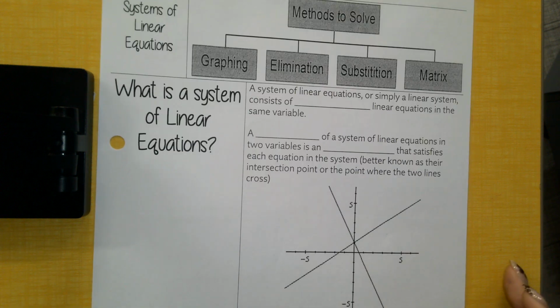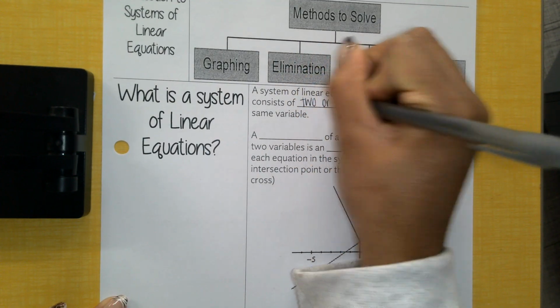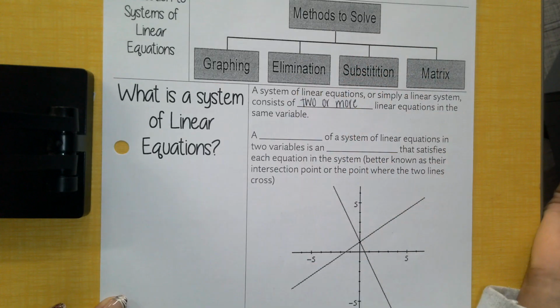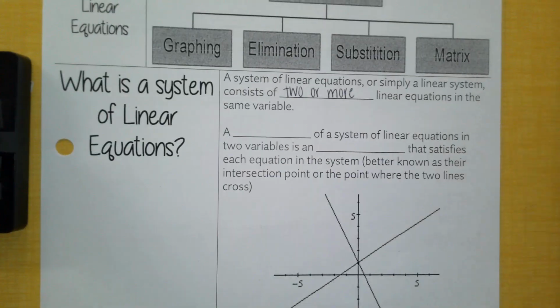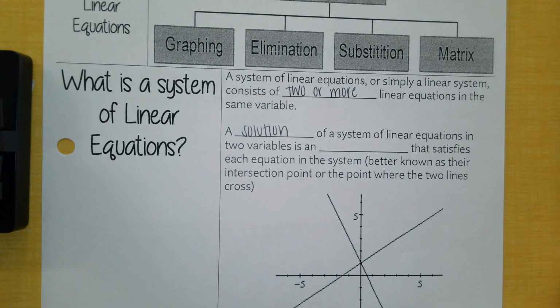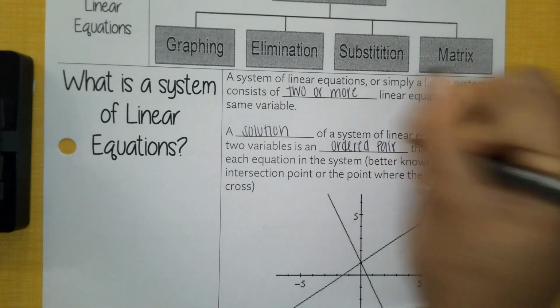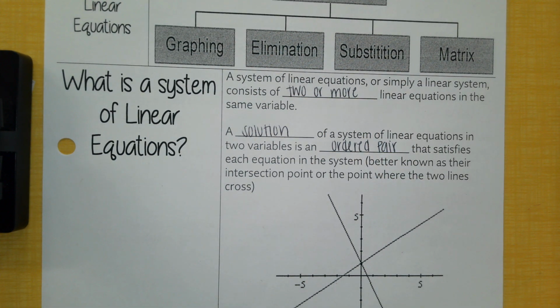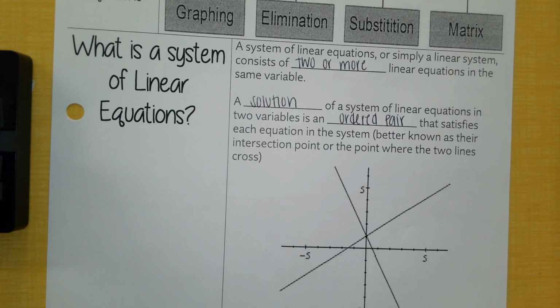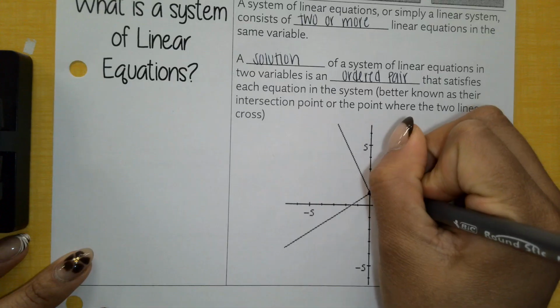Okay, so what is a system of linear equations? A system of linear equations, or simply a linear system, consists of 2 or more linear equations in the same variable. A solution of a system of linear equations in 2 variables is an ordered pair that satisfies each equation in the system, better known as their intersection point, or the point where the 2 lines cross. When we start graphing these lines, you're going to see that the solution is going to be where they intersect.